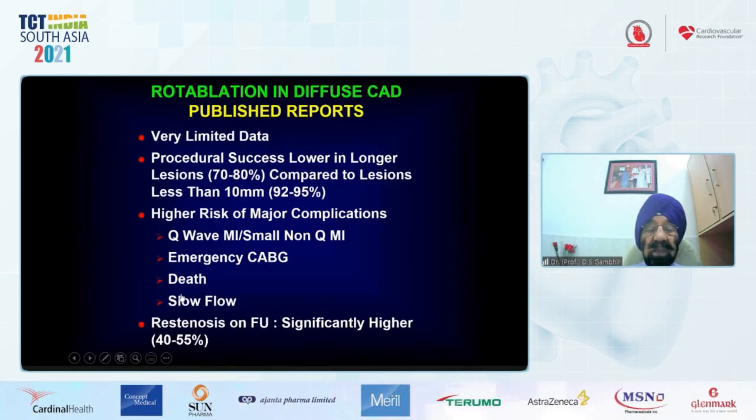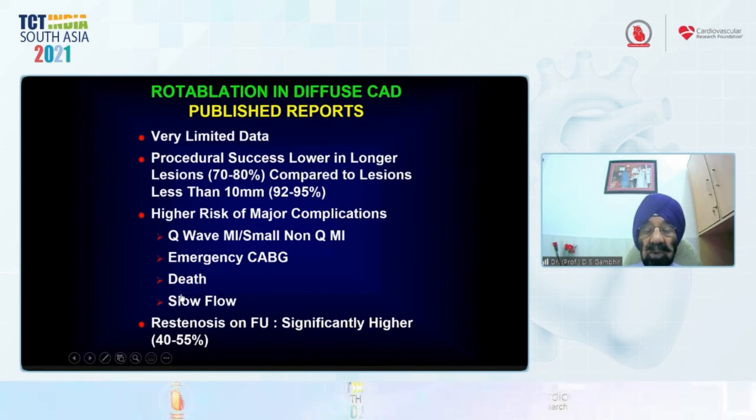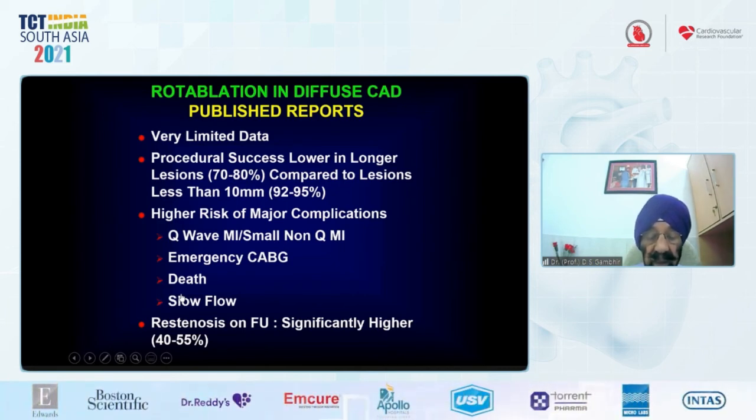Now, when we looked at the literature, again, the literature is very limited. Procedural success is lower in these longer lesions, 70 to 80% compared to lesions less than 10 millimeter. There's a higher risk of major complications like Q-wave MI, need for emergency CABG, death, and slow flow. The restenosis, unfortunately, is high and is in the range of 40 to 55%.